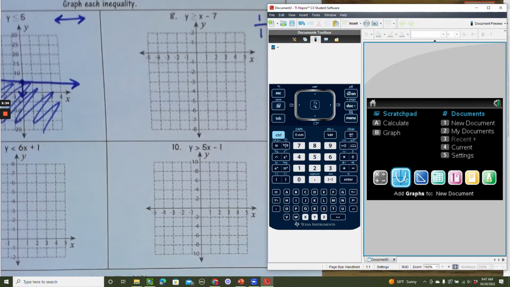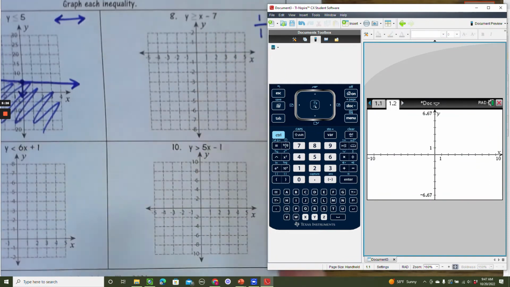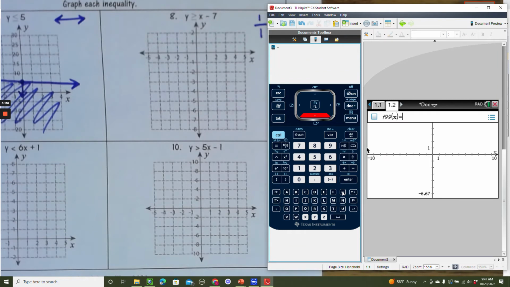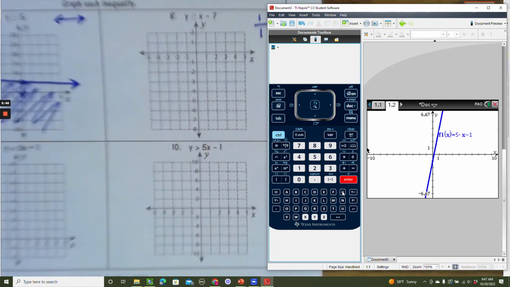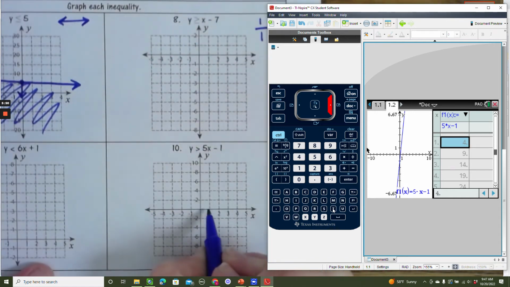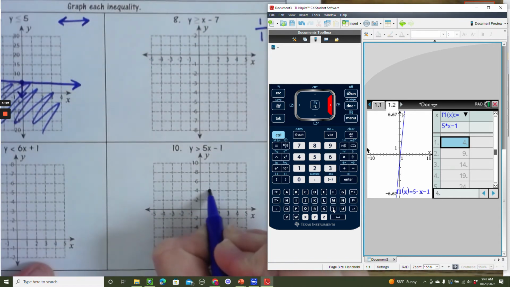This is your backup when you're graphing. Type this in, 5x minus 1, and then Control T. Pull up the table. Try that again. 5x minus 1. Control T brings up the table, and it gives you points. 1 and 4. That means I go over 1 and up to 4. Ooh, that's a nice pretty point.